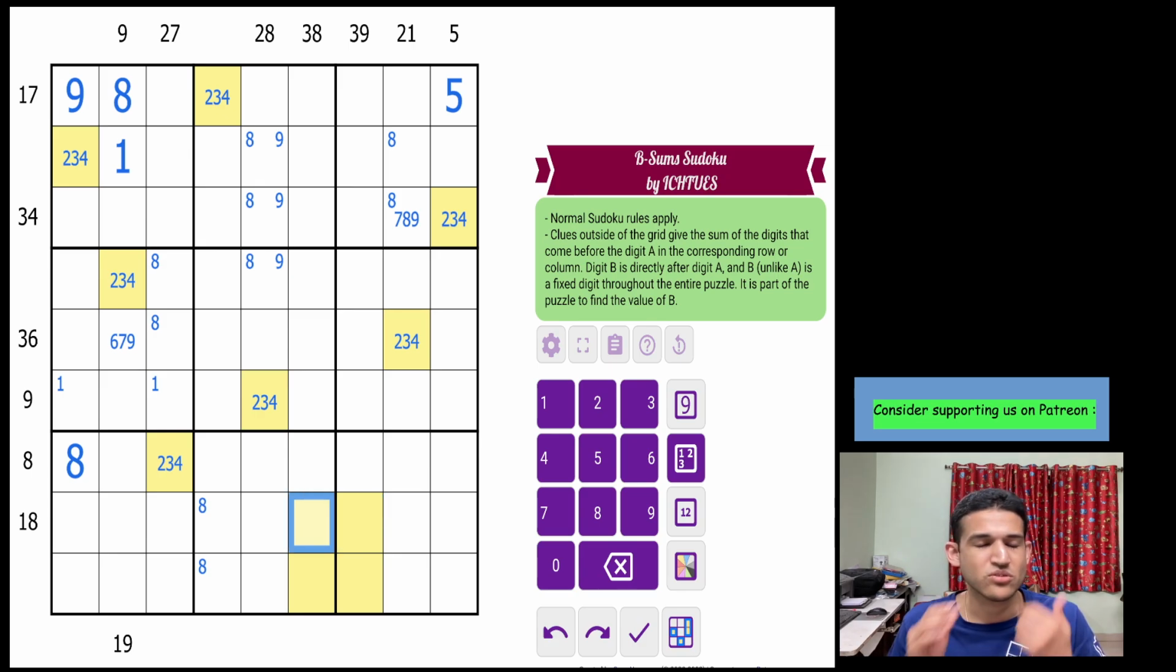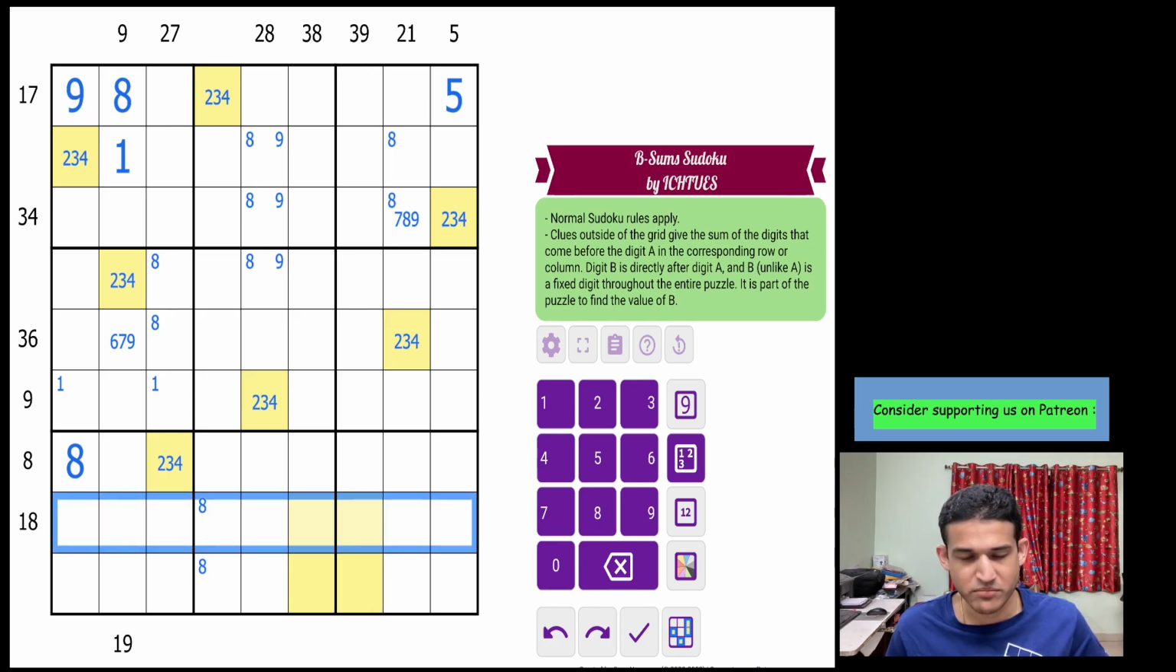1, 2, 4, 5, 6. Oh, 1, 2, 4, 5, 6 is 18. Come on. I don't think it's possible, guys. So I'm just trying to interact 39 and 18 clue. This is what I'm trying to do.